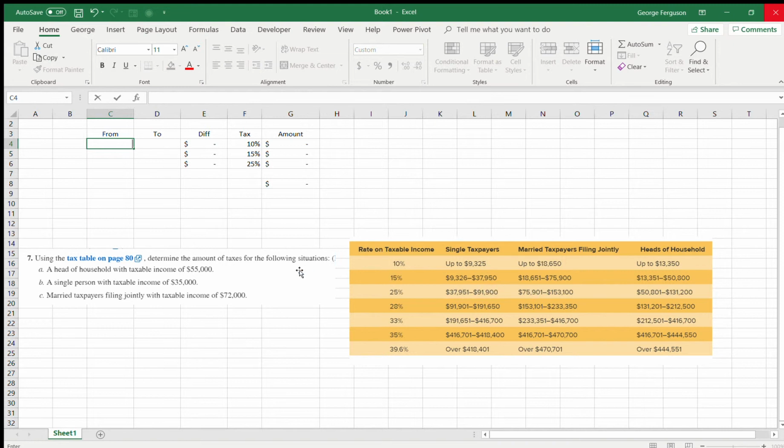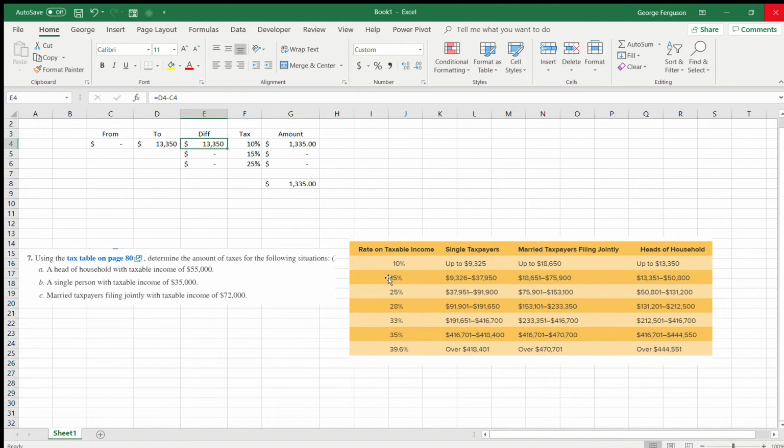Now, the way this works, let's say that you're looking at this head of household with a taxable income of 55,000. What you do is you think, okay, from 0, here's head of household, up to 13,350. So the difference there is 13,350 minus 0, which is 13,350. You're taxed at 10%, so you get $1,335.